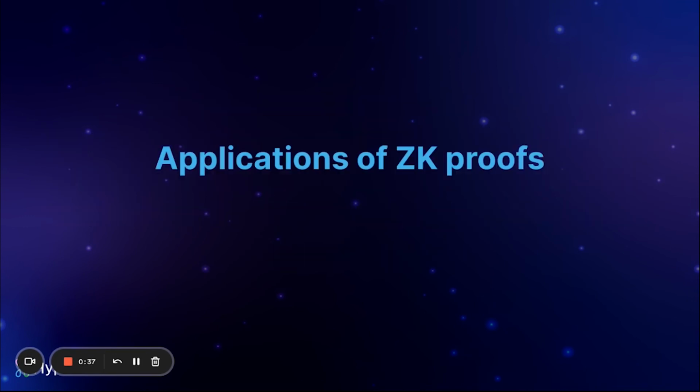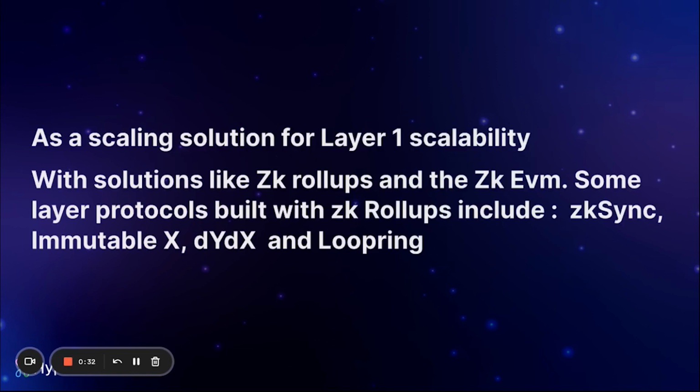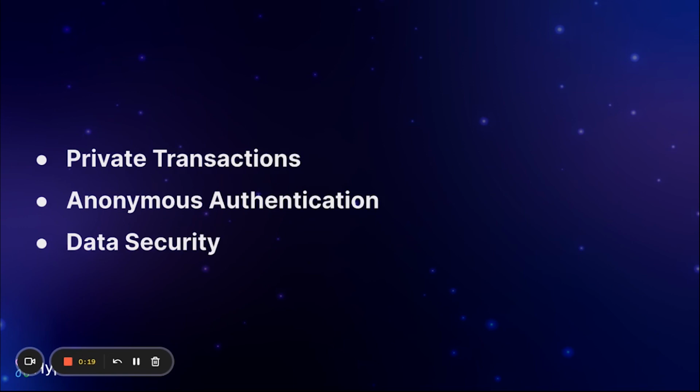Some applications of ZK proofs include ZK rollups and the ZK EVM, which are scaling solutions for layer 1 protocols like Ethereum. They also allow privacy-focused protocols to offer their users private transactions. They can be used for anonymous authentication, and they can also be used by organizations which handle sensitive data to keep the data secure.